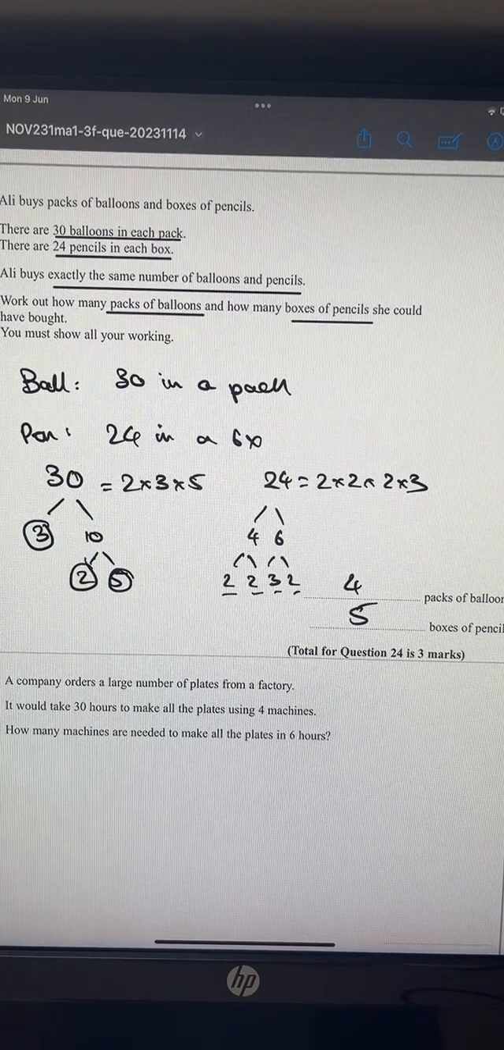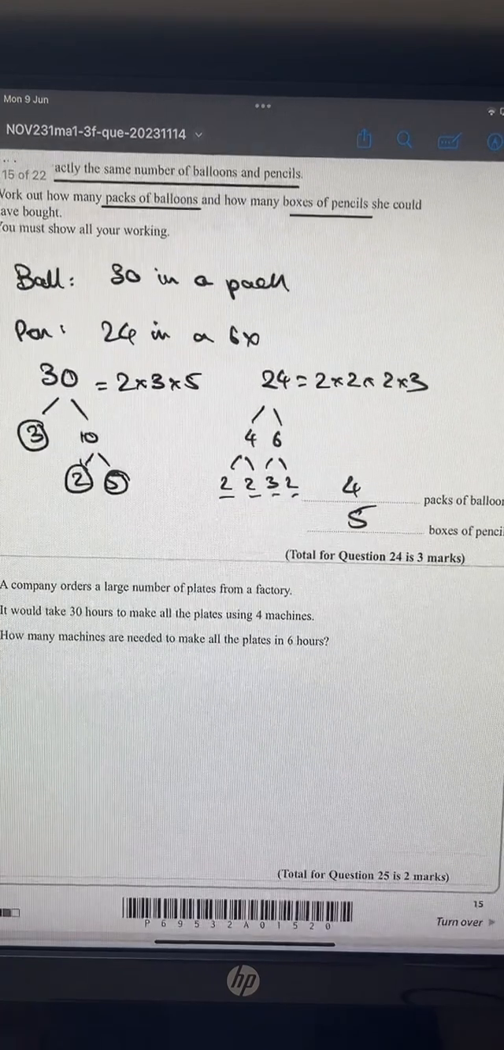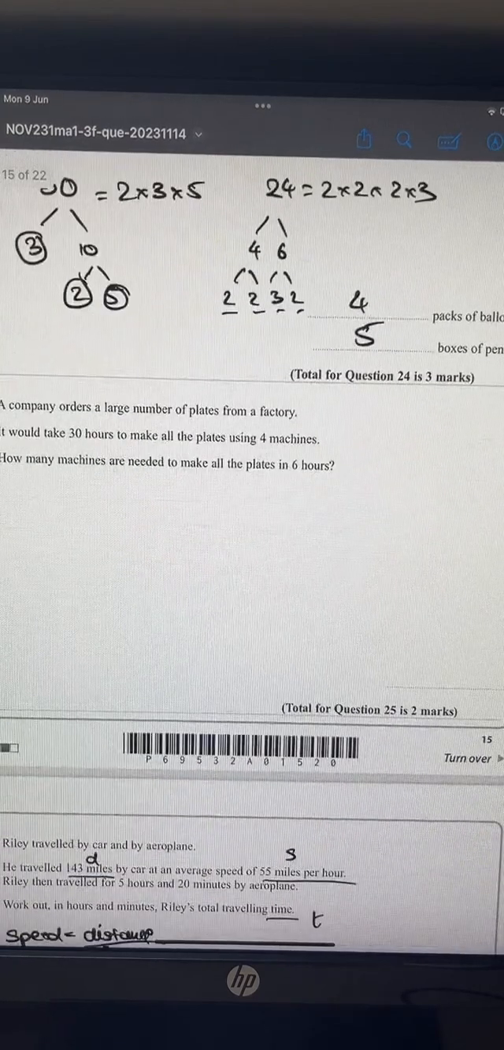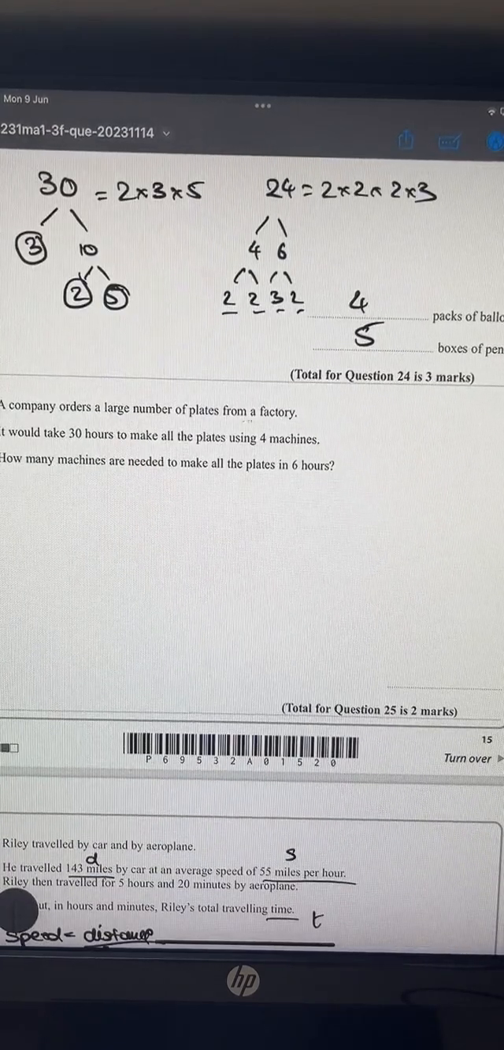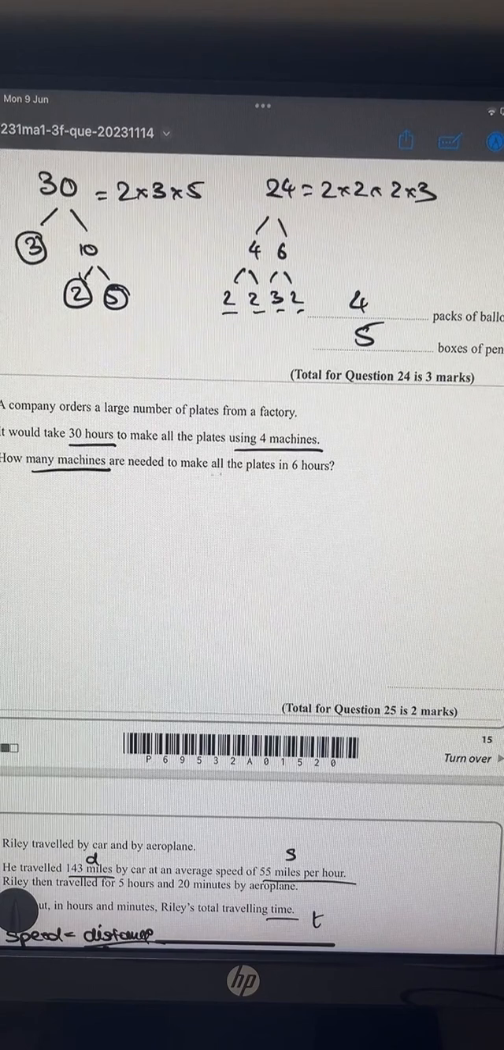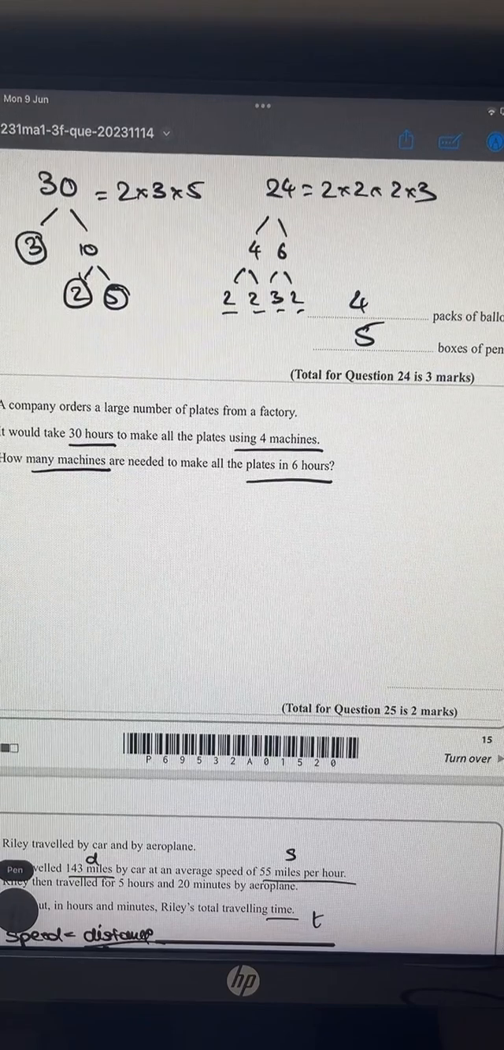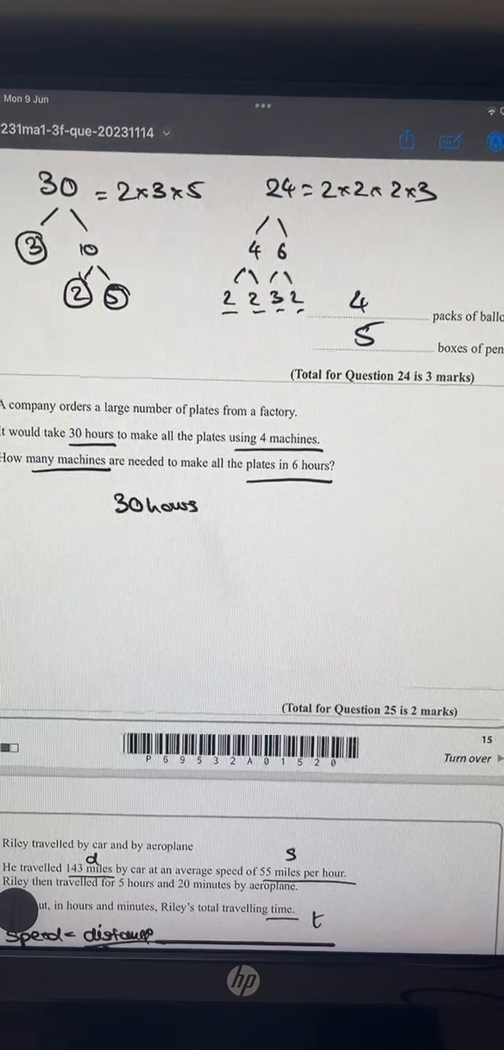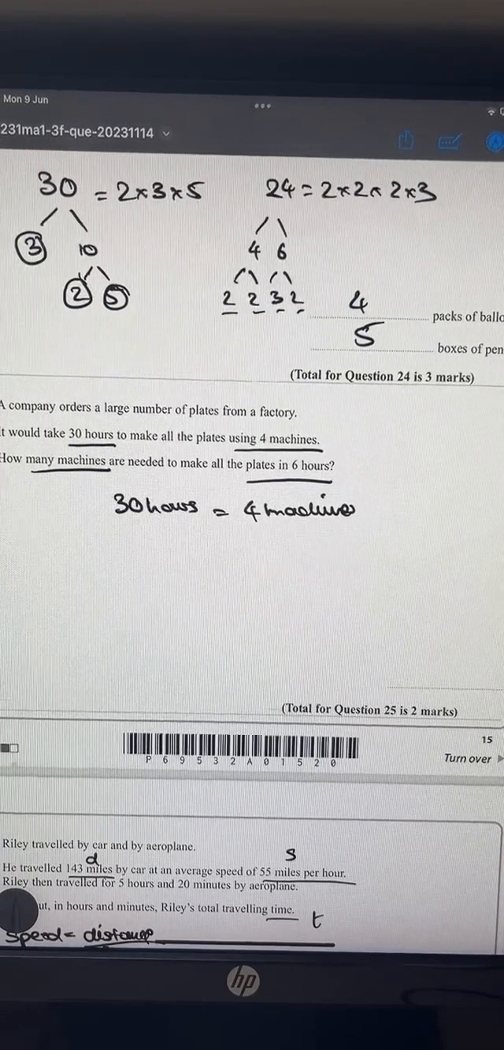All right. So question 25. A company orders a large number of plates from a factory. It would take 30 hours to make all the plates using 4 machines. How many machines are needed to make all the plates in 6 hours? Again, write out what I have. 30 hours is equal to 4 machines, right? Well, I need to make them in 6 hours, all right?